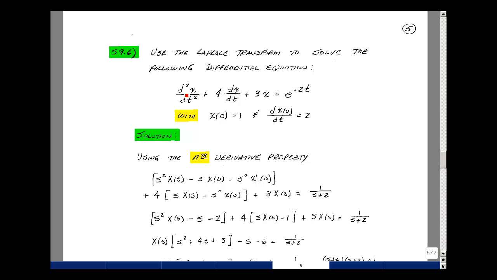1 times the second derivative of x with respect to t plus 4 dx/dt plus 3x is equal to e to the minus 2t. We'll need two initial conditions, and suppose that x of 0 is equal to 1, and the first derivative of x evaluated at 0 is equal to 2.